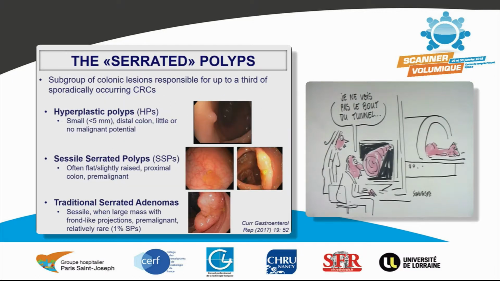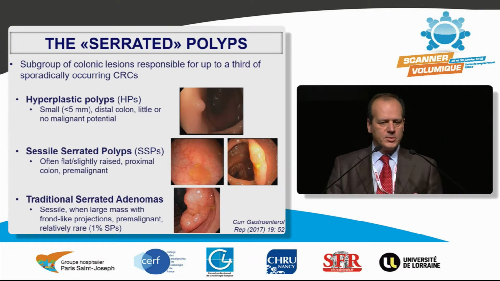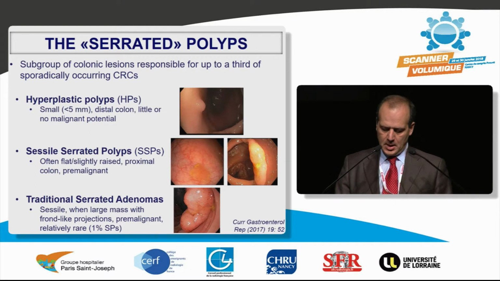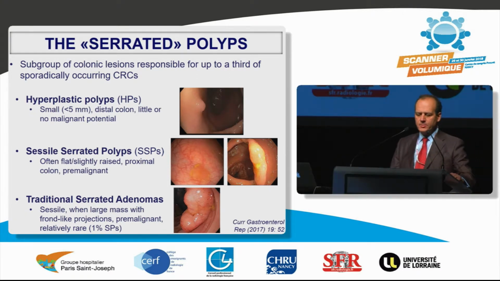The last point is about the serrated polyps. If you go back to your hospital and you talk with your colonoscopists or gastroenterologists, they will inform you about the serrated polyps. Serrated polyps are a new entity. The hyperplastic polyps that we know very well, which are non-significant, non-cancerous polyps, are part of the serrated polyp family. But in this family, there is another group of polyps, the sessile serrated polyps, which are usually flat lesions located in the right part of the colon, and probably those are the ones responsible for a third of sporadically occurring colorectal cancer. So the cancer that even with colonoscopy, we are not able to prevent.